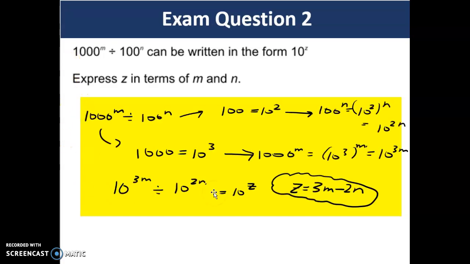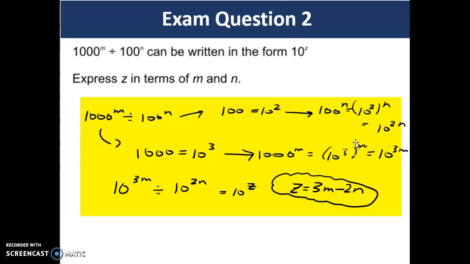Okay, this one might be a little bit more challenging, so I'm going to explain it bit by bit. So 1000^m divided by 100^n can be written in the form of 10 to the power z. Express z in terms of m and n. Okay, a lot to take in, so let's break it down. For the very first one, 1000^m, 1000 is really just 10 to the power 3, because 10 times 10 times 10 gives you 1000. So in that case, I could really just say this 1000 here is really 10 to the power 3, to the power m.